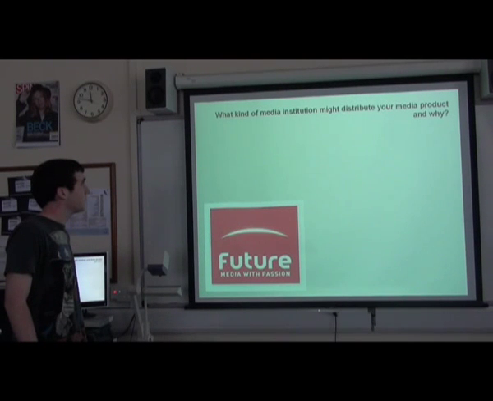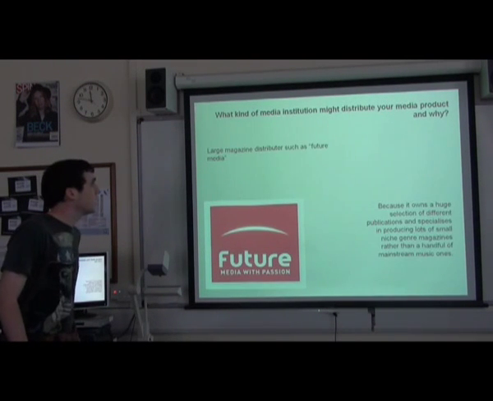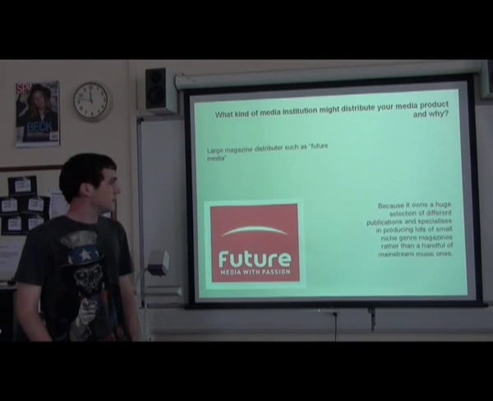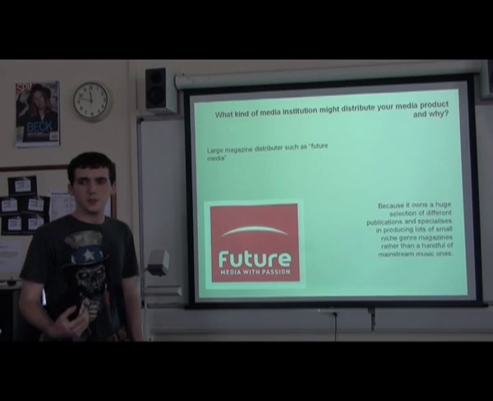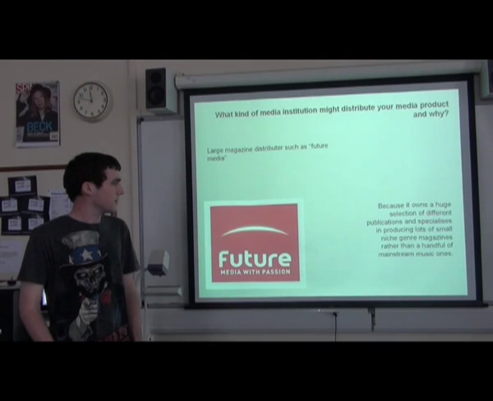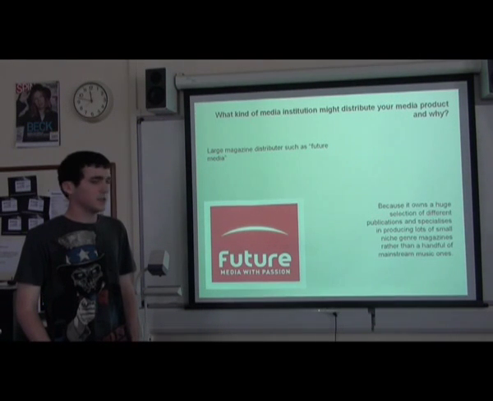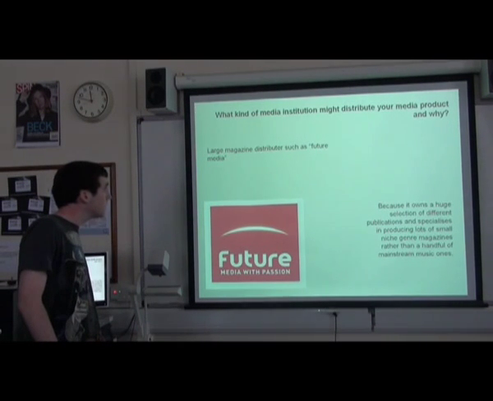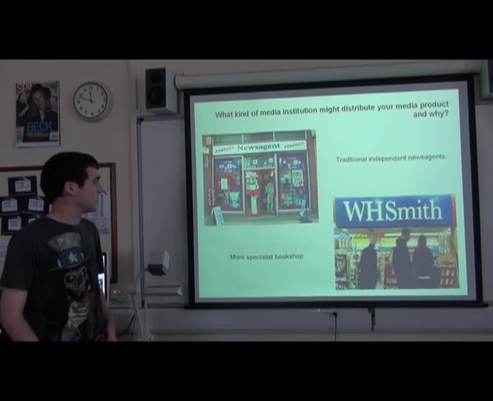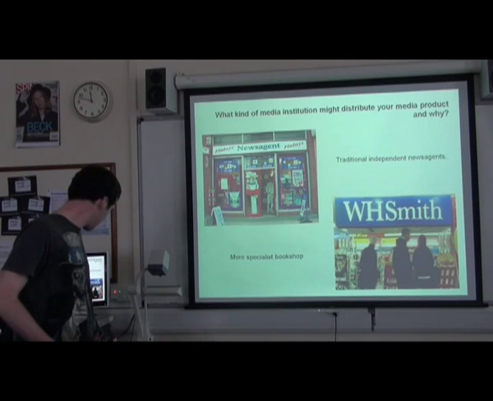And then as for what institution might distribute it, I chose Future Media, which is a large media distributor, but it owns a lot of small niche genre magazines rather than having 2 or 3 main publications. So it can publish less well-known genres like classic rock, for example. But also the traditional outlets, so news agents or specialist bookshop like W.H. Smith.